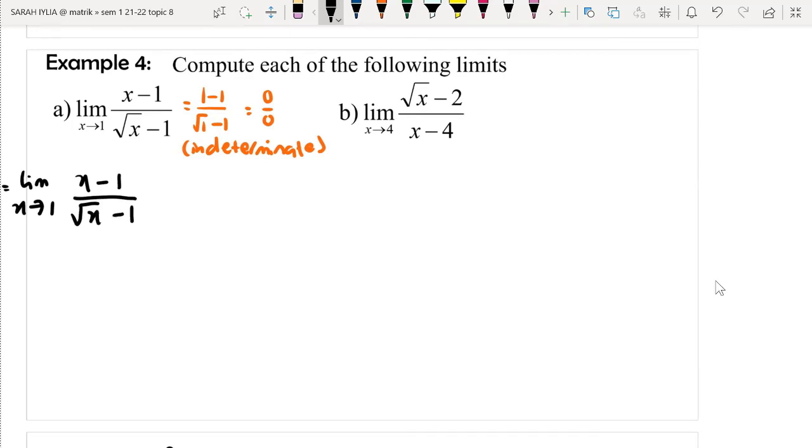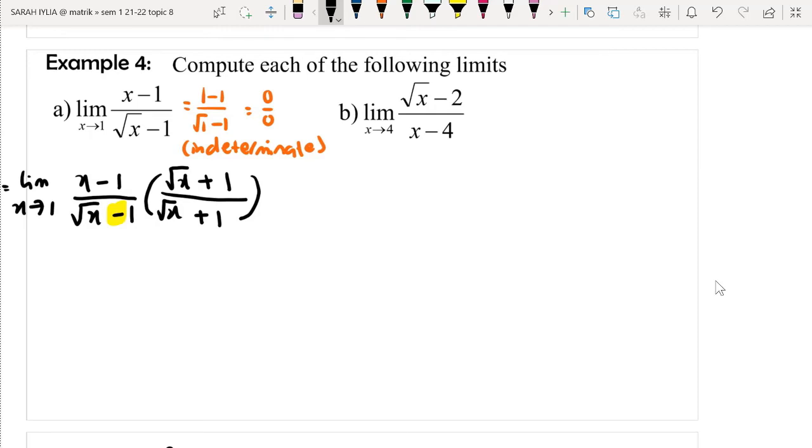Ini saya salin semula. Okay, remember in chapter 1 you already learned about the conjugate of a surd. It's basically change the middle sign. Sign kat tengah-tengah tu kita kena tukar. So dia akan jadi √x plus 1. And macam biasa, kita sentiasa adil. Kalau bawah dah darab nombor tu, atas pun kena darabkan dengan benda yang sama. So we multiply numerator and denominator both with √x plus 1.